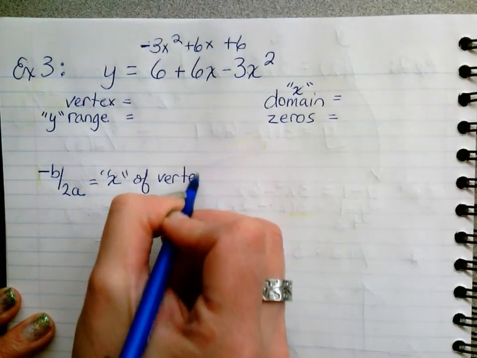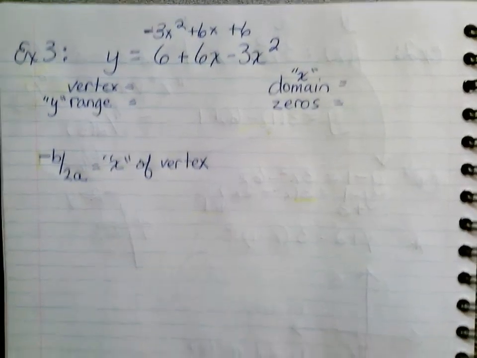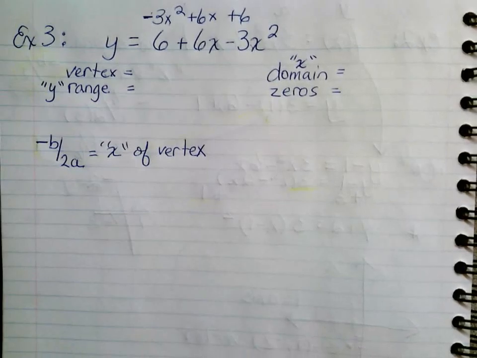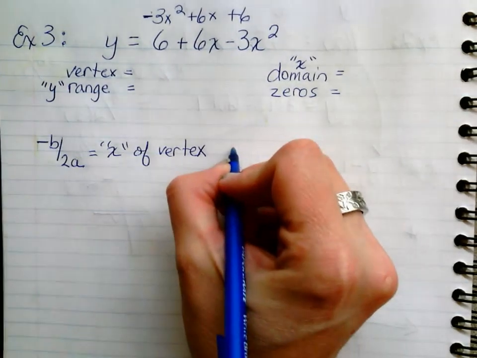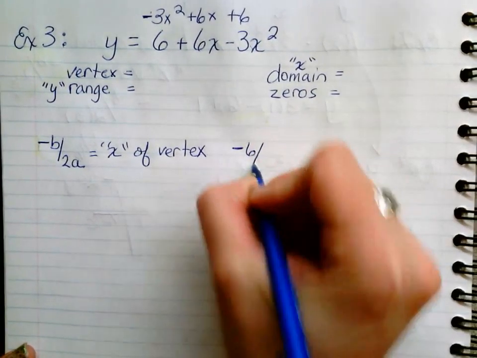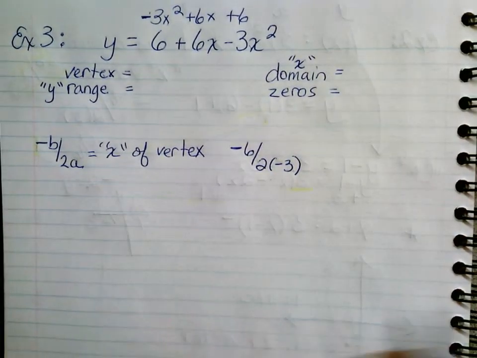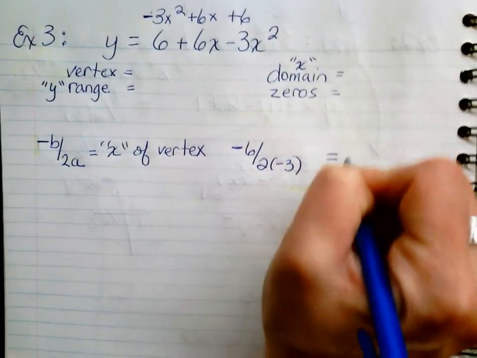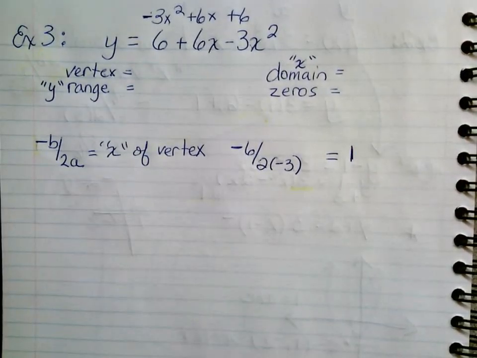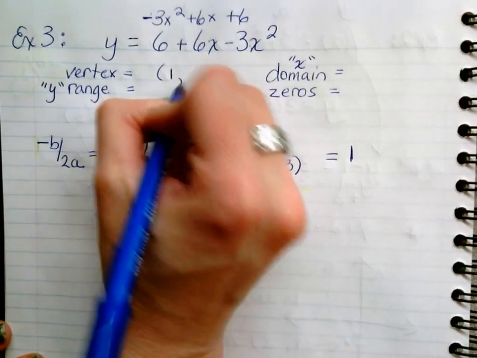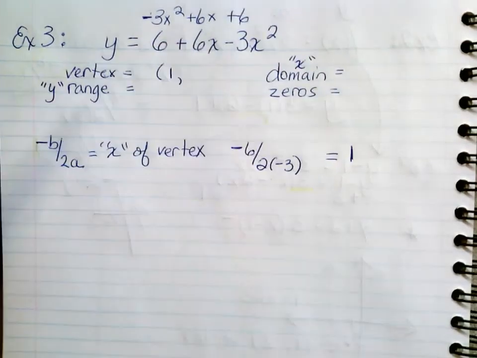You're going to have to practice this a lot and go back to the book over and over before this will start to click. Okay? Opposite of b over 2a, so negative 6 over 2 times negative 3? Negative 6 over 2 times negative 3, which negative 6 over negative 6 looks like it's a 1. Would you agree with me? Right off the bat, I know my vertex's first value is going to be a 1.